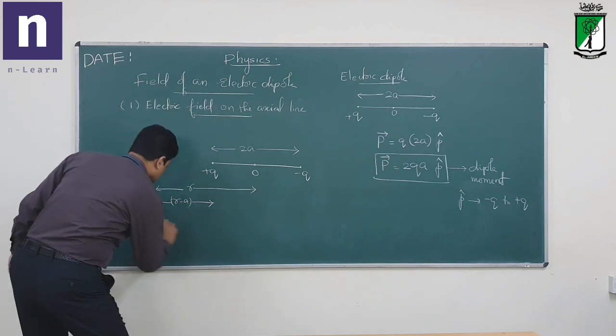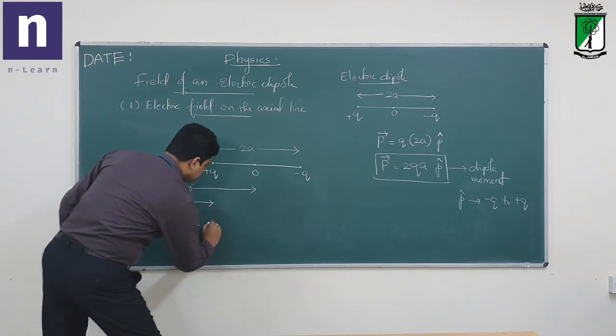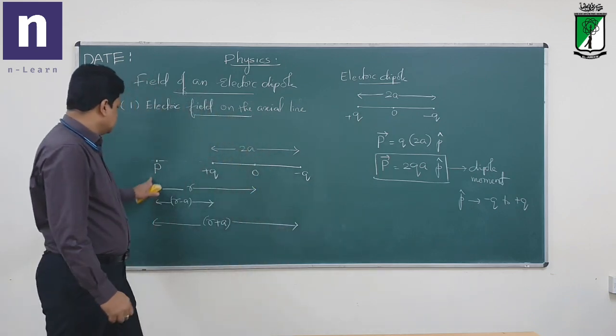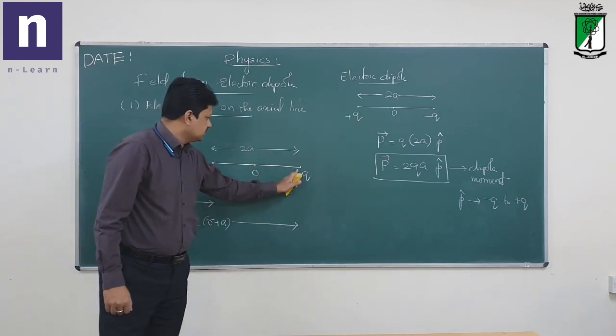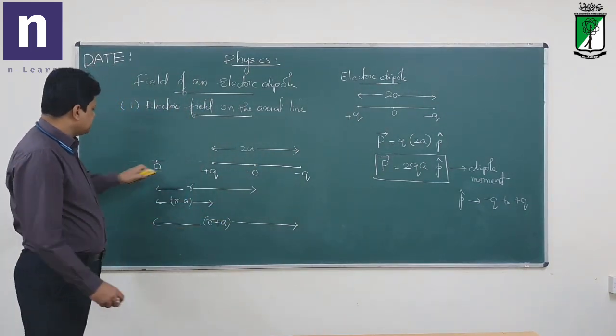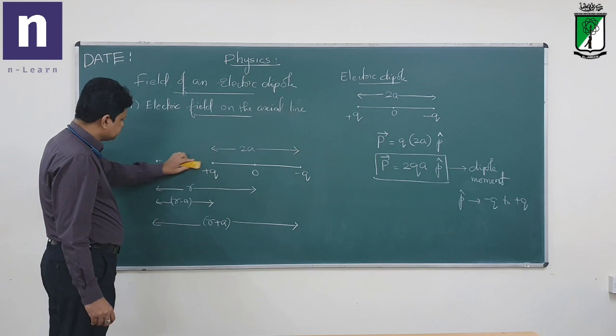Of course, this total distance is r plus a, because from here to here it is r, and from here to here it is half the dipole length, which is a. So r plus a. Now at this point P, what is the electric field?